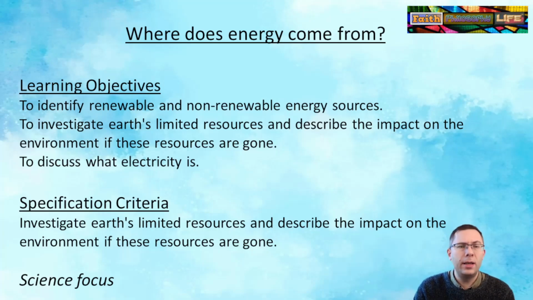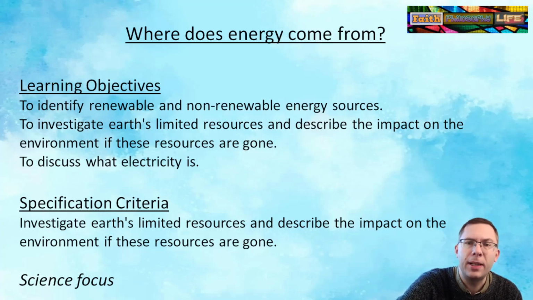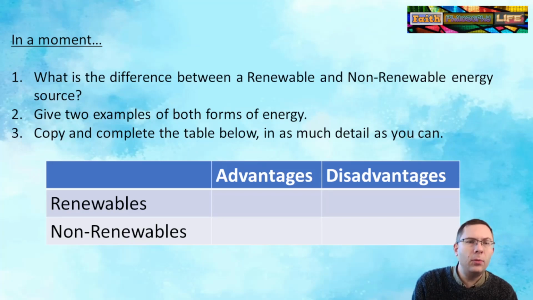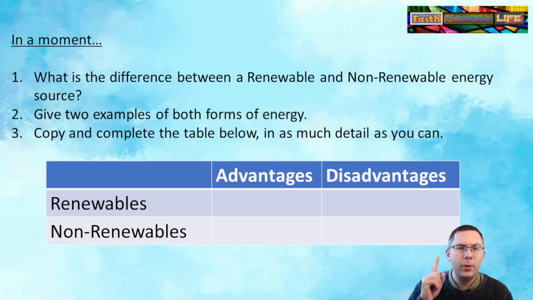Now, the board specification criteria for this lesson is to investigate Earth's limited resources and describe the impact on the environment if these are gone. As always, not massively complicated, sounds worse than it actually is. But let's get on. In a moment, we're going to look at the difference between a renewable and non-renewable energy source. We're going to give 2 examples of both forms of energy, and you're also hopefully going to copy and complete the table which is there in as much detail as you can.